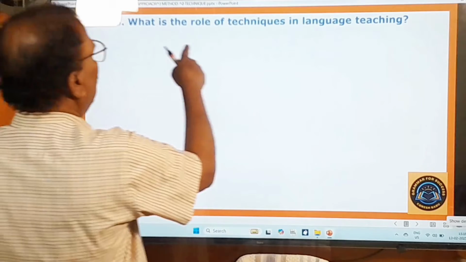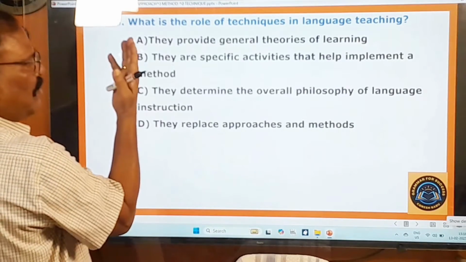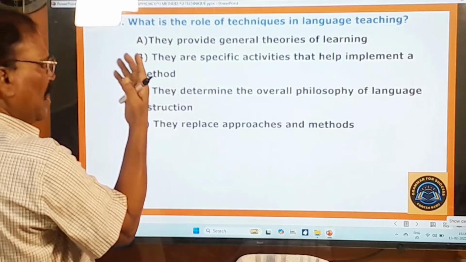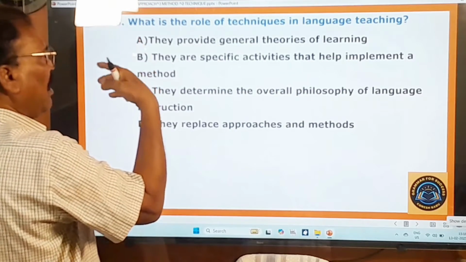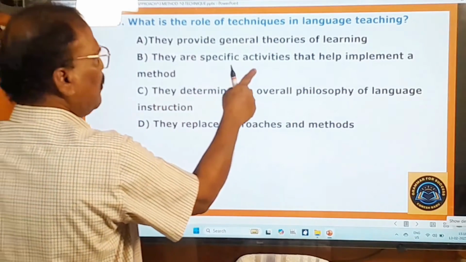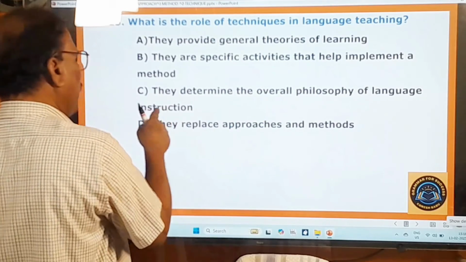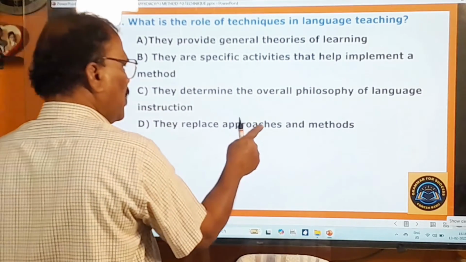Fifteenth question. What is the role of techniques in language teaching? Techniques have their own value in language teaching. They provide general theories of learning. They are specific activities that help implement a method. They determine the overall philosophy of language instruction. They replace approaches and methods.